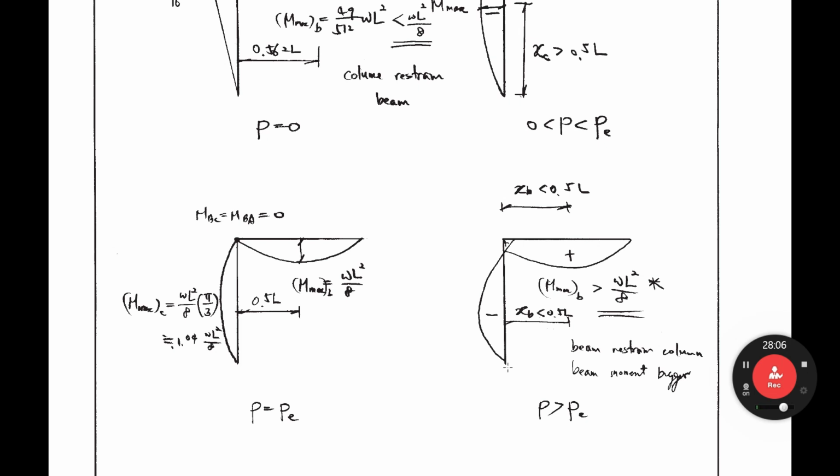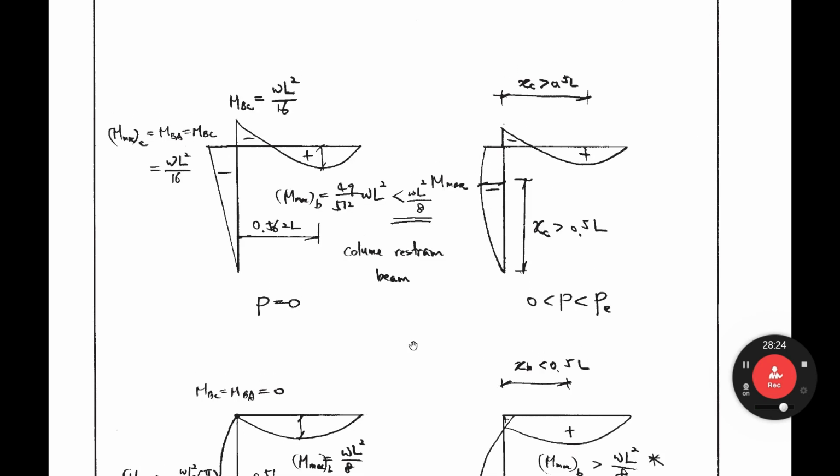So the maximum moment location at the column is less than mid height, right? XB equal XC, less than mid height when P is greater than PE. If you see this case, if there is no column here, that means hinged. Let's consider a hinged, simply supported beam. In that case, the maximum moment equals omega L square over 8. But when the column exists here, the maximum moment at the beam is reduced due to this column. So that means the column helps the beam, okay?